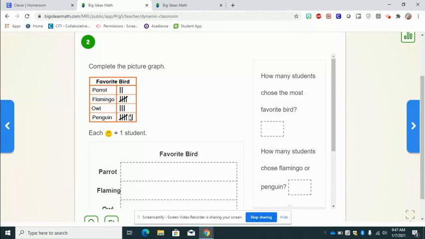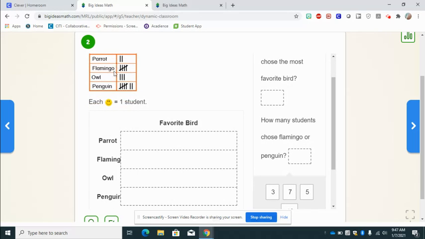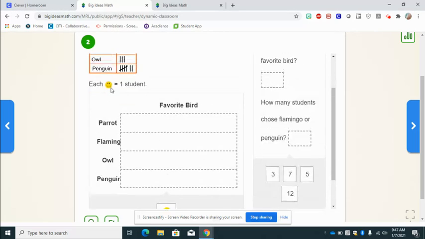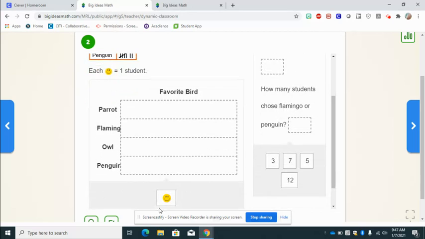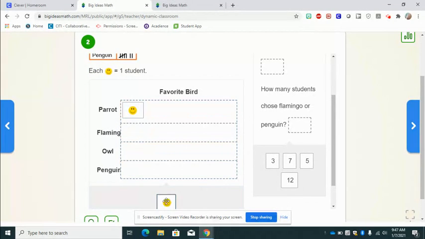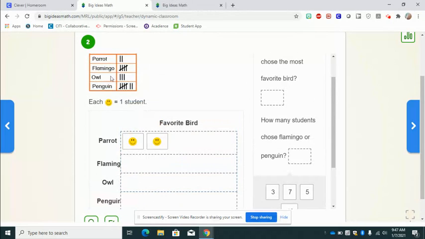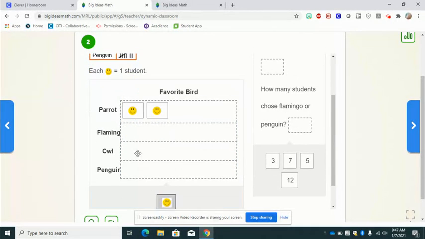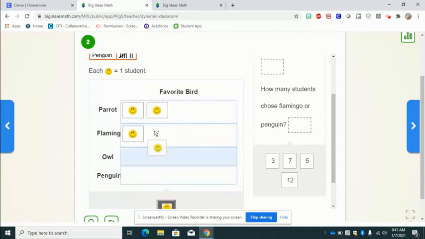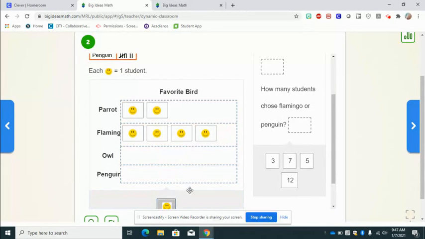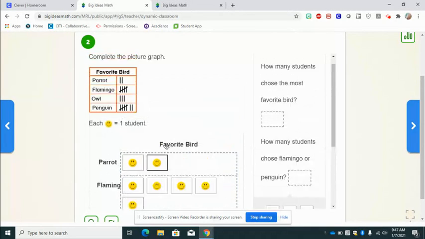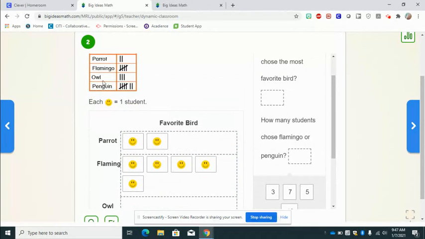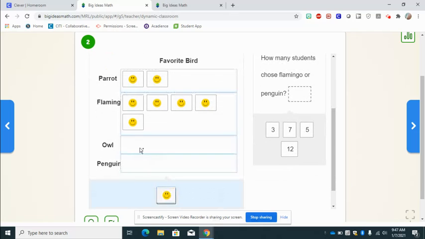Remember, when you're looking at your tallies and you see a slash, that's a group of 5, so that's 5, 6, 7. All right, now we're going to use this chart to make our pictograph. So we're going to look at our parrot, and we need 2 smiley faces beside parrot because 2 students chose parrot. We need 5 smiley faces beside flamingo because 5 students voted for flamingo. Three students chose owl, so we need 3 smiley faces beside owl.